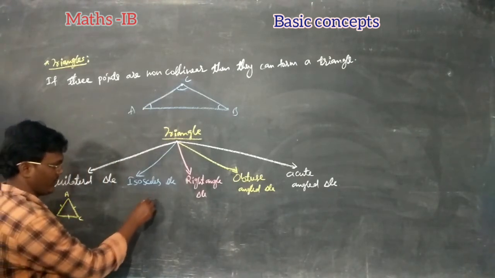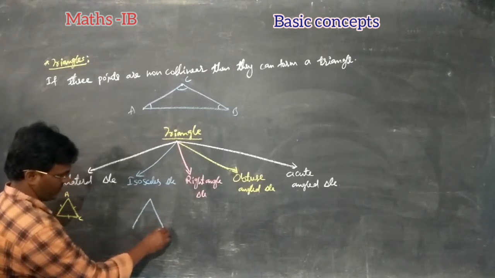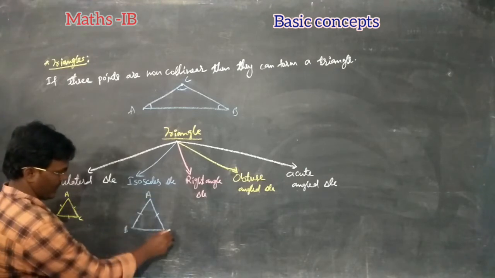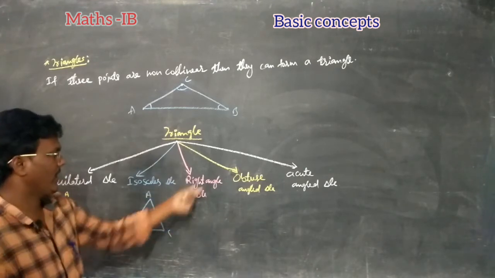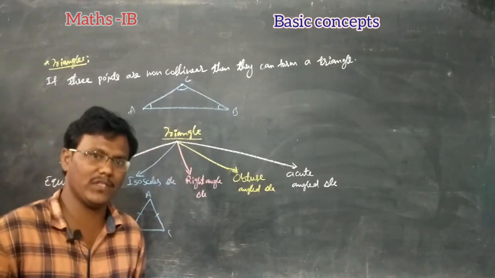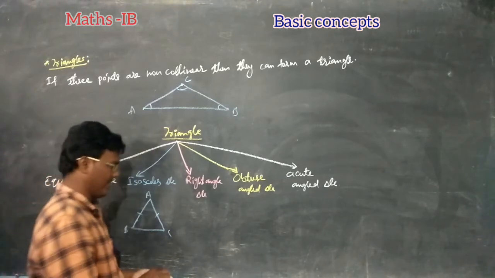Suppose these two sides are equal, so this is the different one. Okay. Next, right angle triangle. Right angle triangle means in a triangle, one angle measure should be a right angle. Right angle means 90 degrees, so one angle is 90.